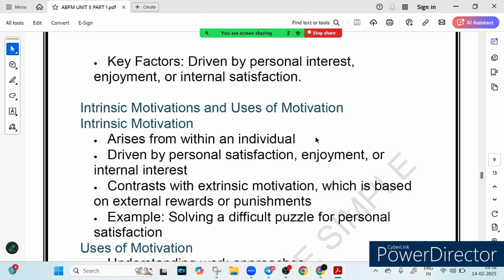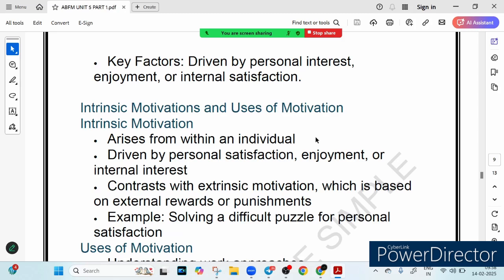Now let's talk about intrinsic motivation and the use of motivation. That is the point which we are going to discuss. So friends, let's talk about intrinsic motivation. We are diving deep into a topic that can truly change the way you approach your study, your career, and even your life. That is motivation. What is intrinsic motivation? Have you ever done something just because you love doing it? No reward, no pressure, no external push, just pure enjoyment? That is called intrinsic motivation.